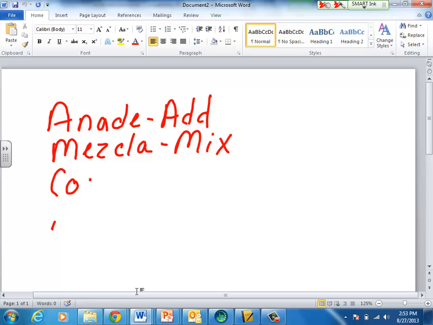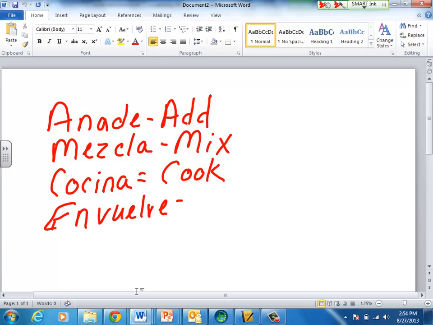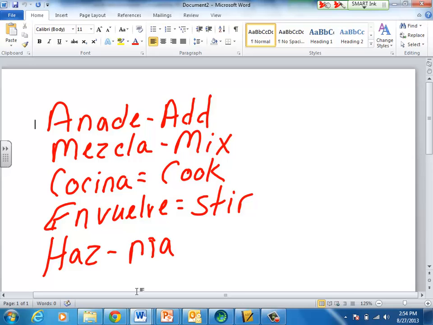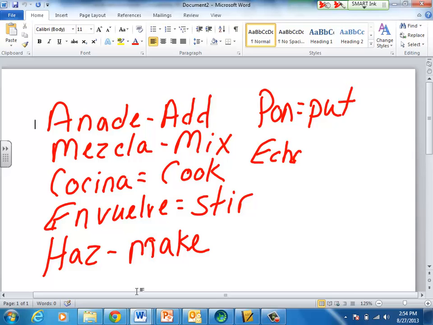You might also use cocina, cook. You might also use envuelve, stir. You might also use haz, make. You might also use pon, put. You might also use echa.